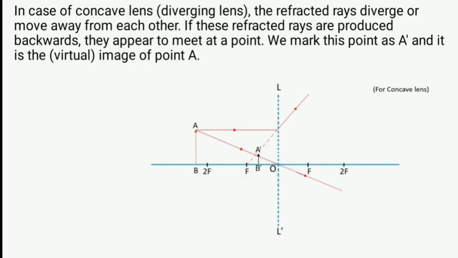In case of a concave lens, the refracted rays are diverging. If these two refracted rays are produced backward, they appear to meet at the point A'. The perpendicular drawn from A' on the principal axis is the image of AB.